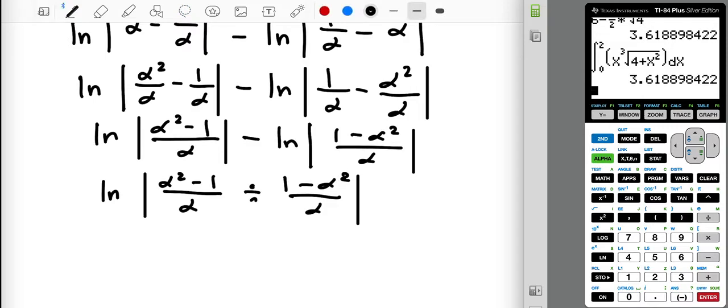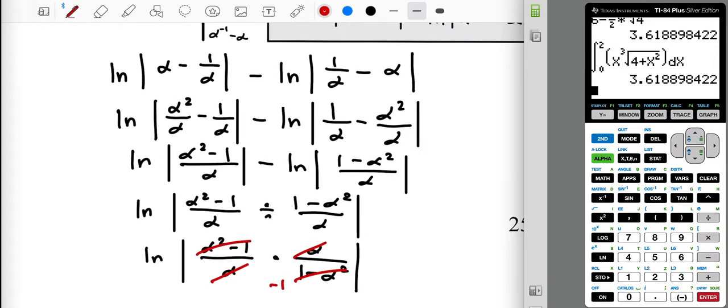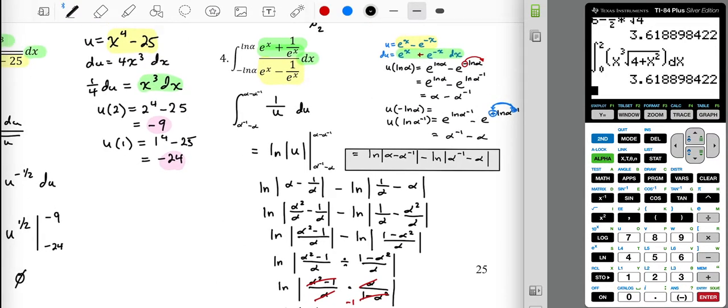So ln of alpha squared minus 1 over alpha times alpha over 1 minus alpha squared. So these are exactly the same, so they'll cancel. These are opposites, so they'll cancel to a -1. The absolute value of a -1 is a +1. Oops, I don't need that anymore. Get out of here. So ln of 1 gives you a result equal to 0. All right, so I'm looking at this being like, whoa, that's entirely too clean for what we started off with.